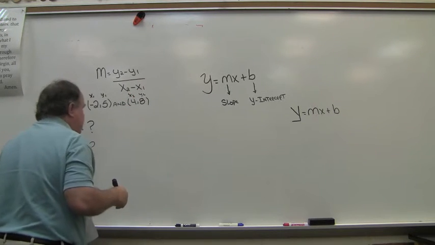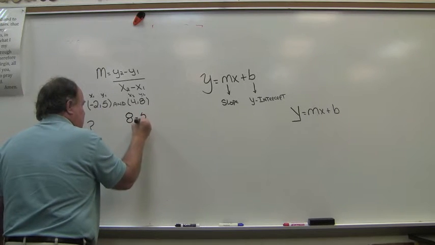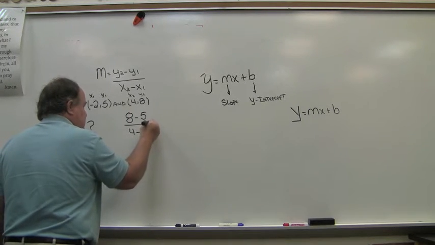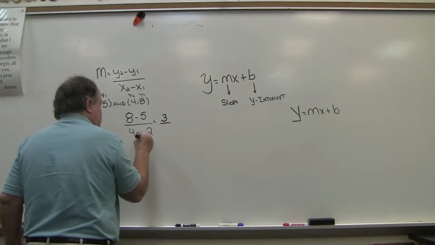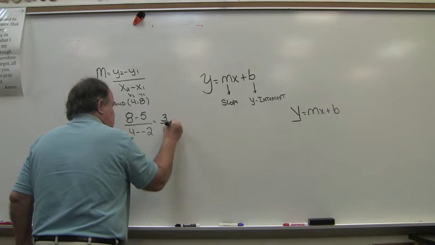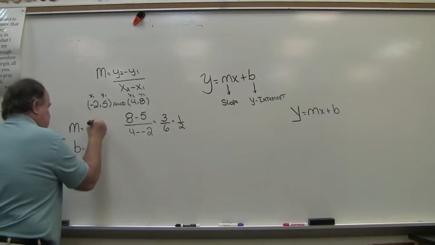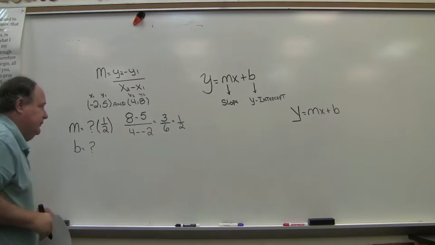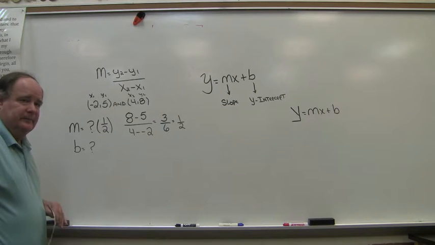Now let's go ahead and calculate the slope. y2 minus y1 over x2 minus x1. Minus negative 2. 8 minus 5 is 3. 4 plus 2 is 6. So my slope is 1/2. Okay, so over in this corner here, I'm going to write, I found my slope. It's 1/2. Okay, great.